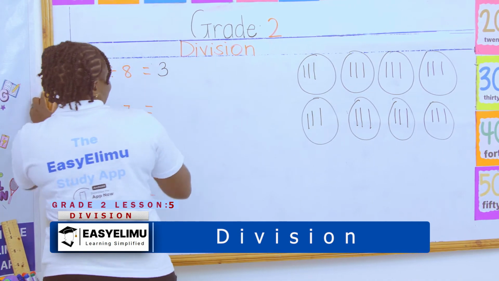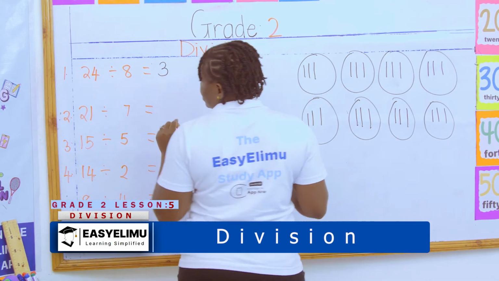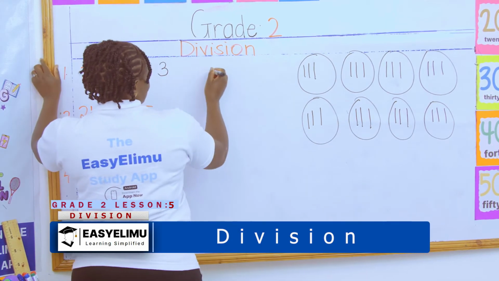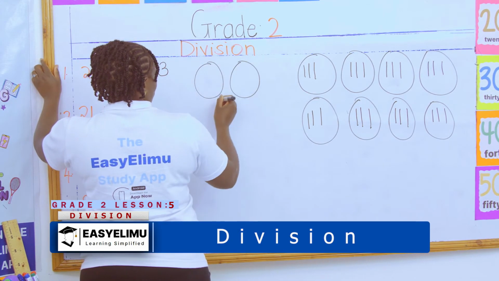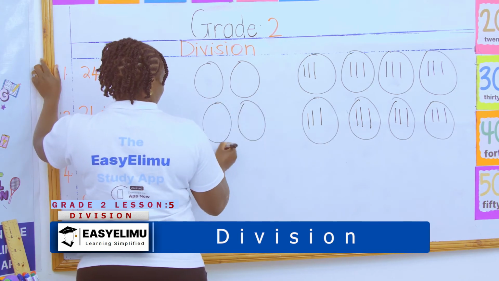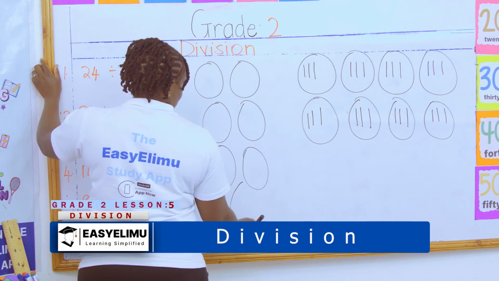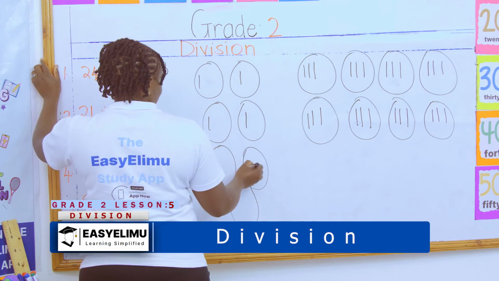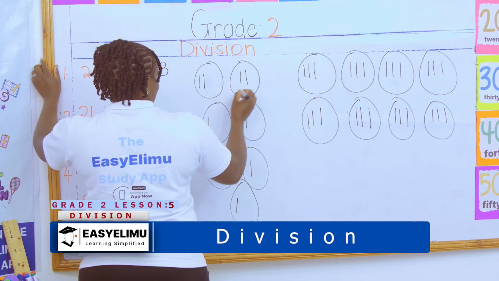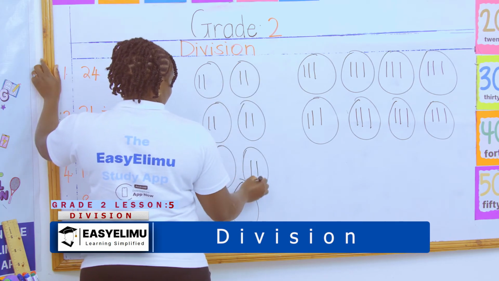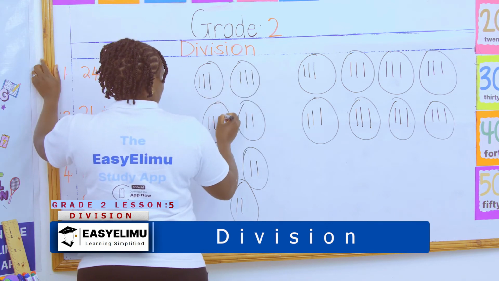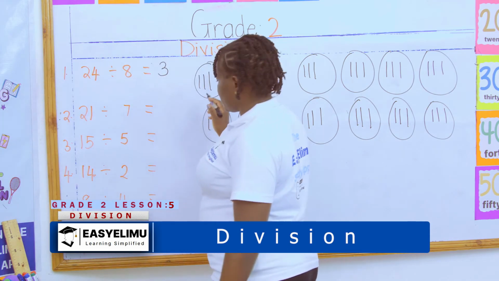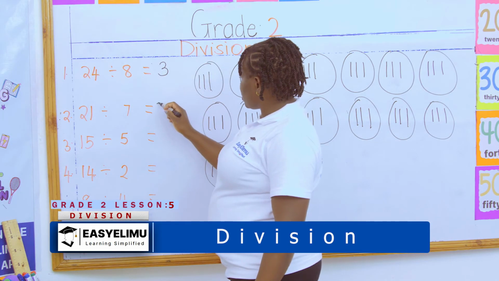Okay? I've been told I have 21 pencils to share among 7 pupils. So I have 1, 2, 3, 4, 5, 6, 7. We go 1, 2, 3, 4, 5, 6, 7, 8, 9, 10, 11, 12, 13, 14, 15, 16, 17, 18, 19, 20, 21. So how many does each get? 1, 2, 3. Each gets 3.